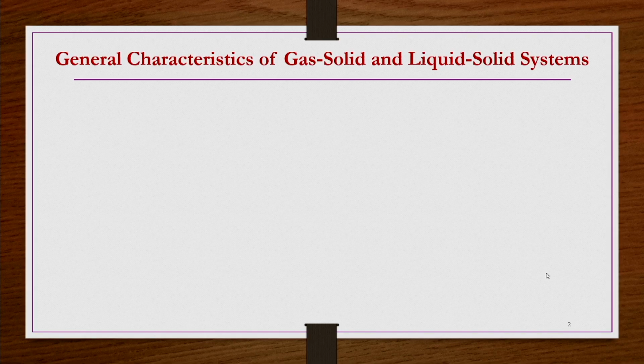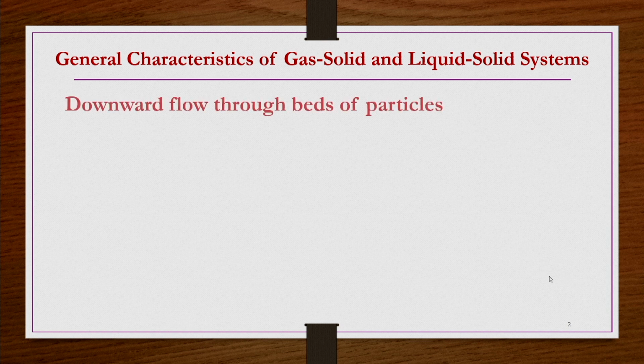Let us start with the general characteristics of a gas solid and a liquid solid system, and then go into the fluidization conditions. Let us say general characteristics of gas solid and liquid solid systems, and under such conditions we take a downward flow through beds of particles.